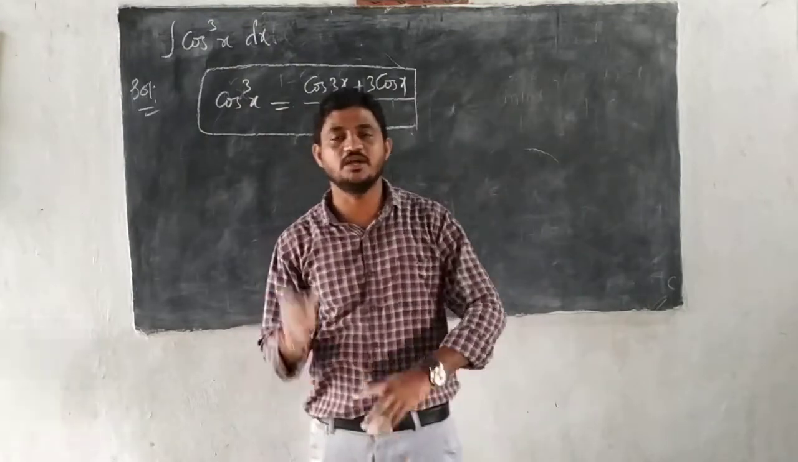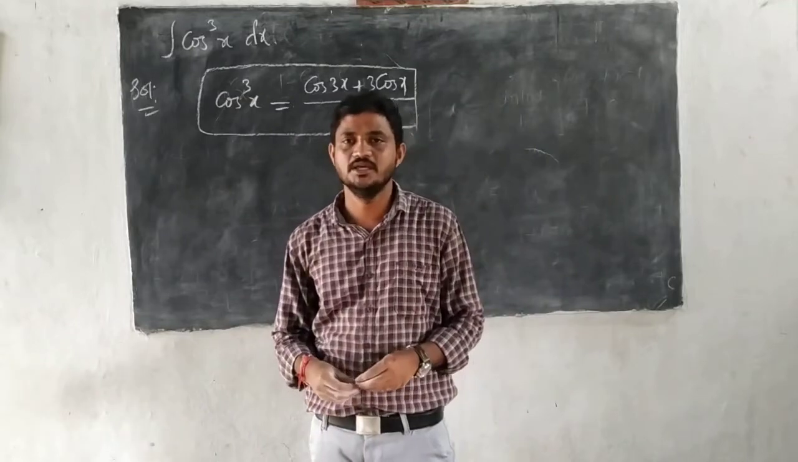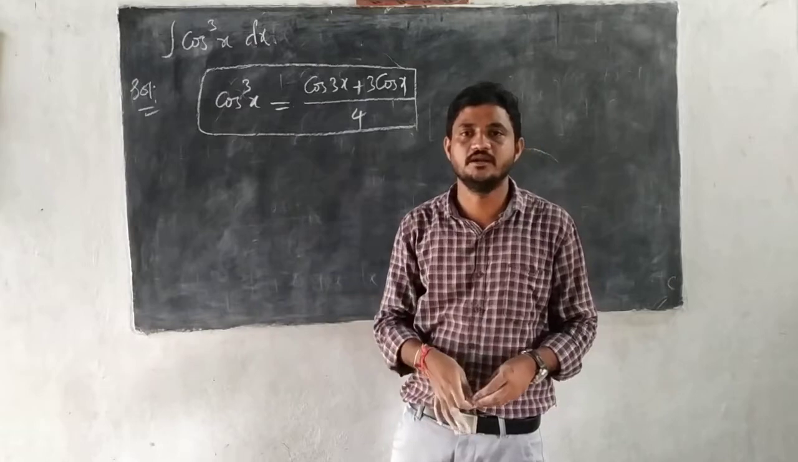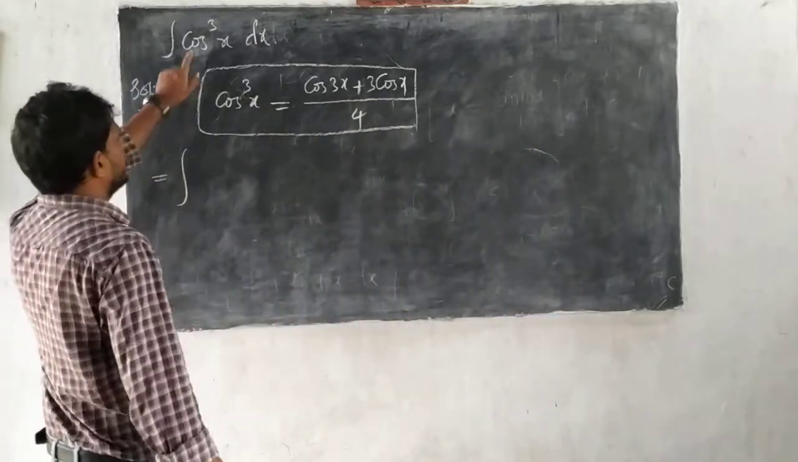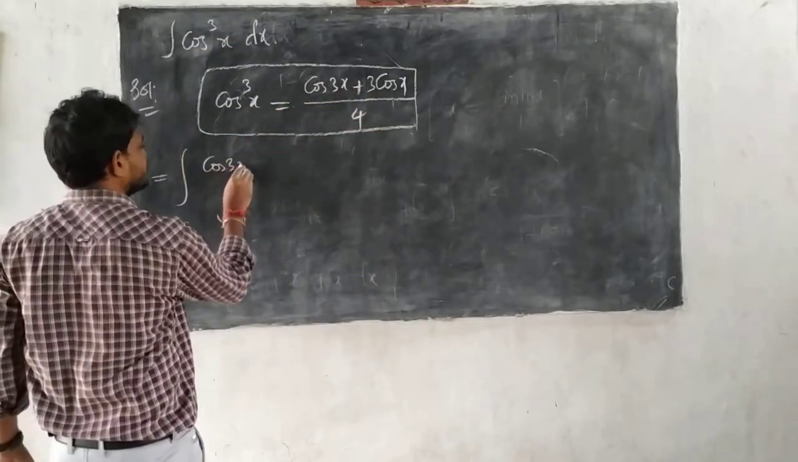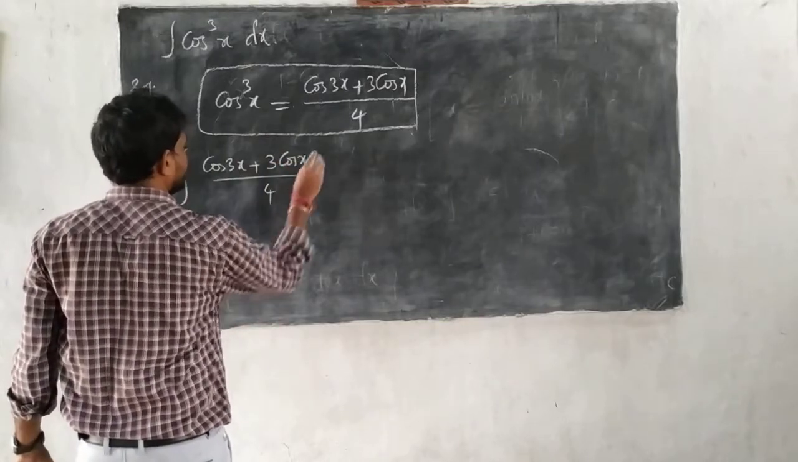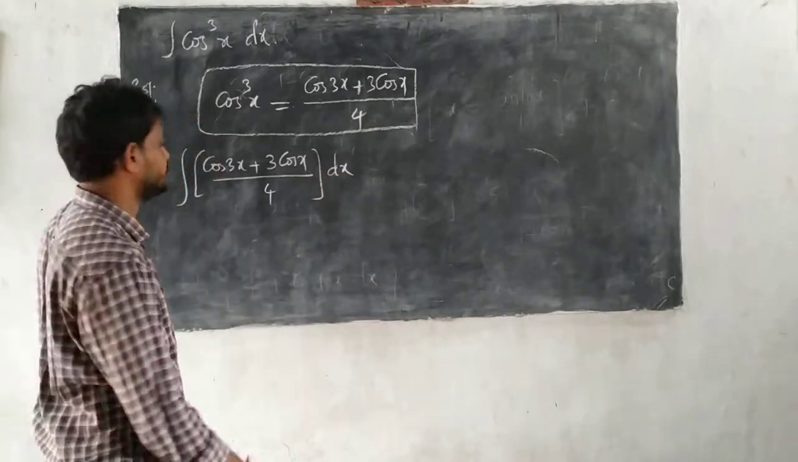Cos 3x plus 3 cos x by 4. That is the formula of cos cube x. So in place of cos cube x, we have to substitute this formula here. So integral cos cube x, the formula is cos 3x plus 3 cos x by 4, into dx.